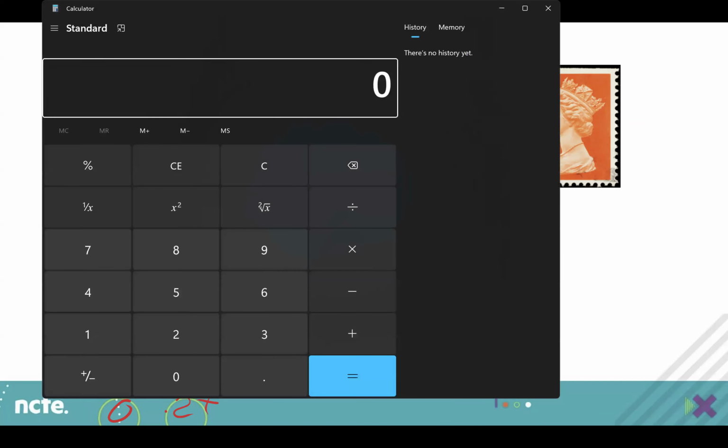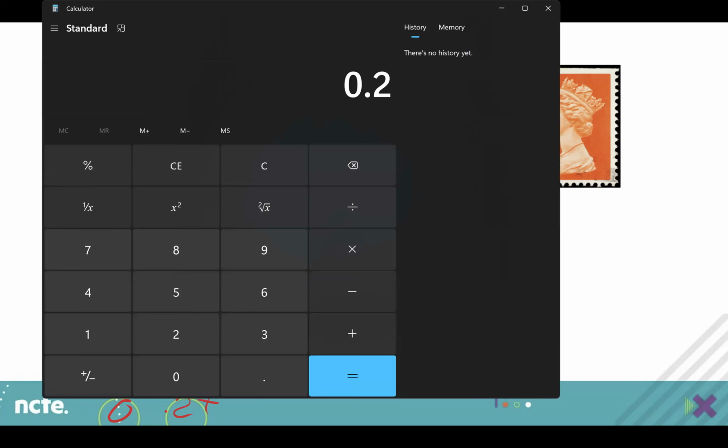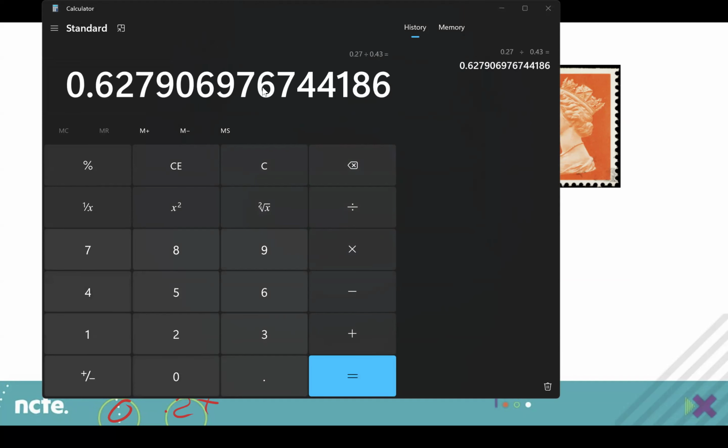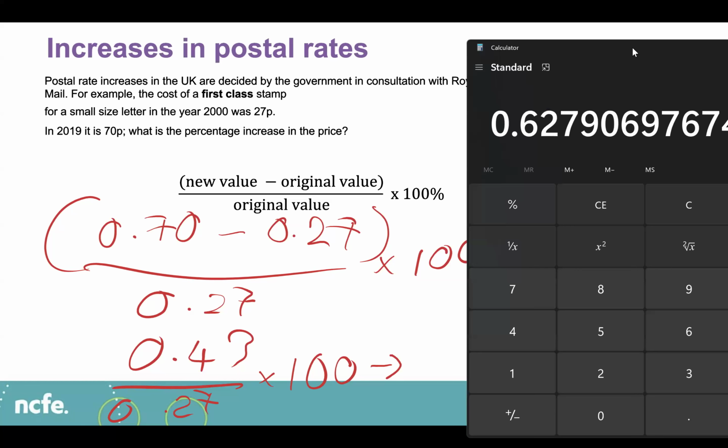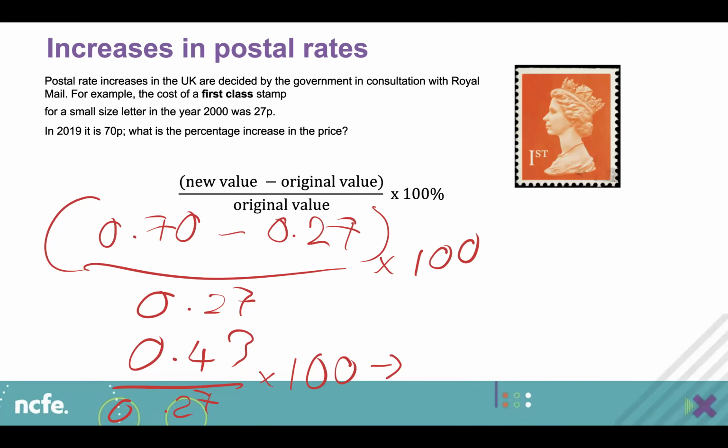So it was 0.43 divided by 0.27 equals 0.628, let's do it to three decimal places, times 100, which is 62.8%.